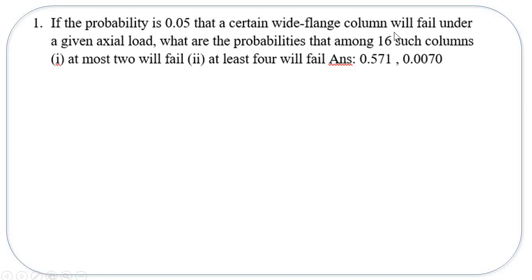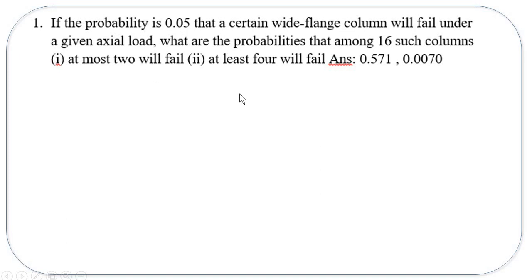So here when we read out the question, they have asked for number of columns which will fail. So here the columns which will fail will denote the success. So success need not always be a positive one. It can be negative also. So here failing is our success. And n denotes the number of columns. So n is 16. p denotes the probability of success, which is 0.05.